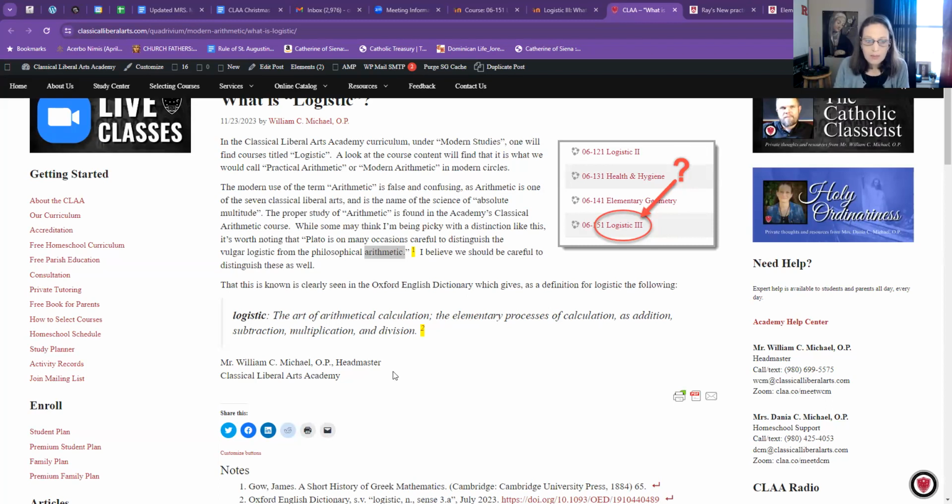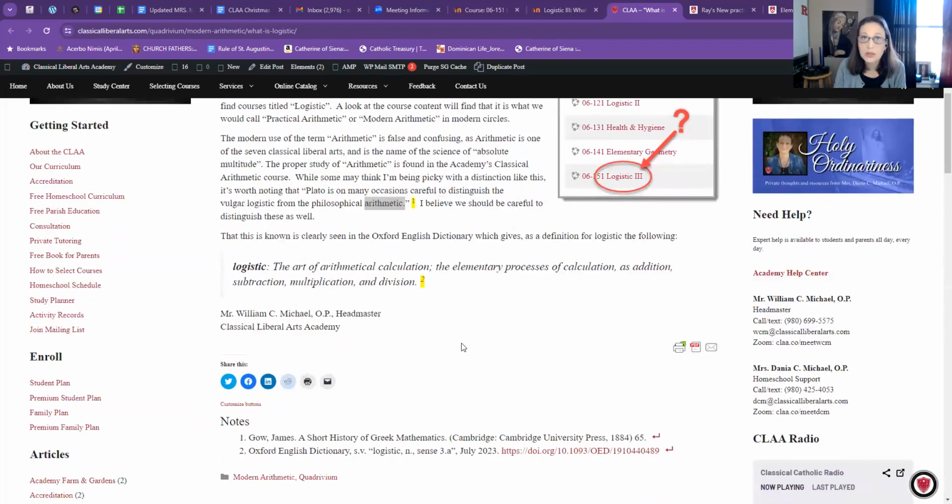Okay. This is known as clearly seen in the Oxford English Dictionary, which gives as a definition for logistic the following. I showed you that dictionary the other day, the Oxford English Dictionary. This is what it says about logistic: the art of arithmetical calculation, the elementary processes of calculation as addition, subtraction, multiplication, and division. And that's exactly what we're going to be doing. We're going to be studying addition, subtraction, multiplication, and division. So that's why Mr. Michael changed the name to logistic.